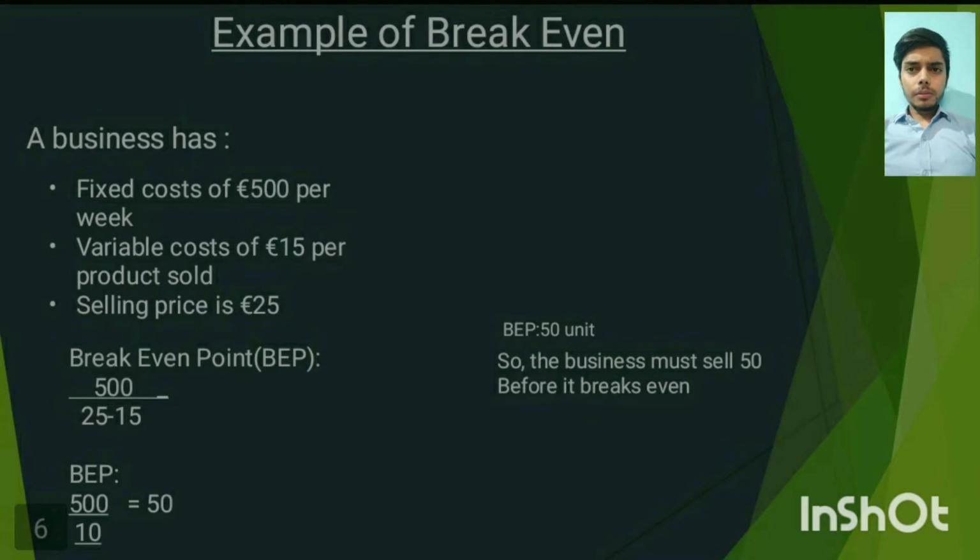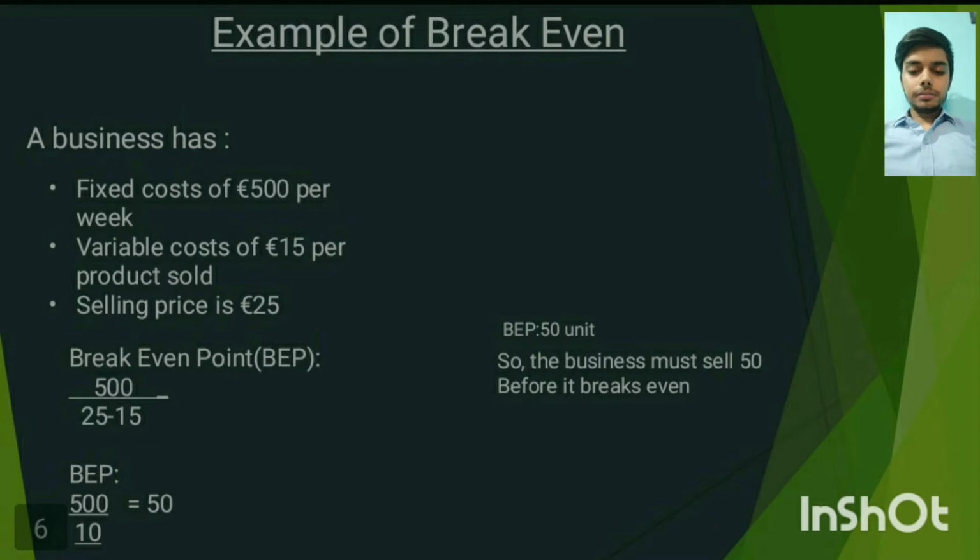Next slide. The example of break even. A businessman has a fixed cost of 500 per week, variable cost of 15 per product sold, and selling price is 25. Now we use the break-even formula, 500 upon 25 minus 15, then we get 50 units. So the business must sell 50 units before it breaks even.